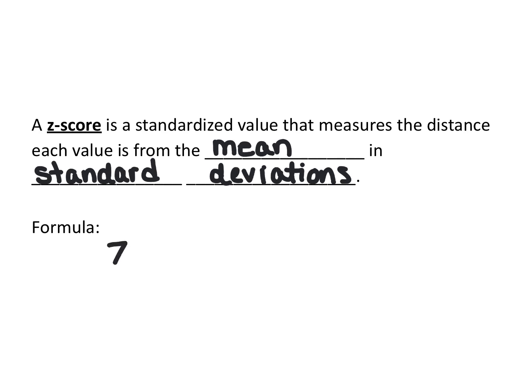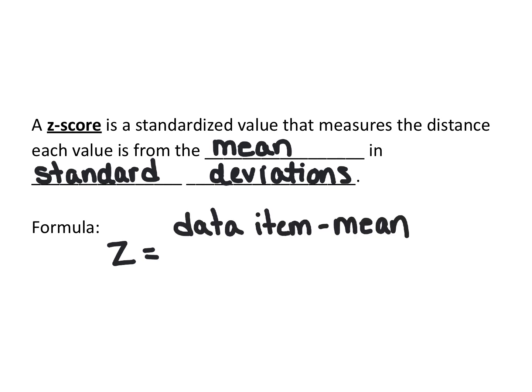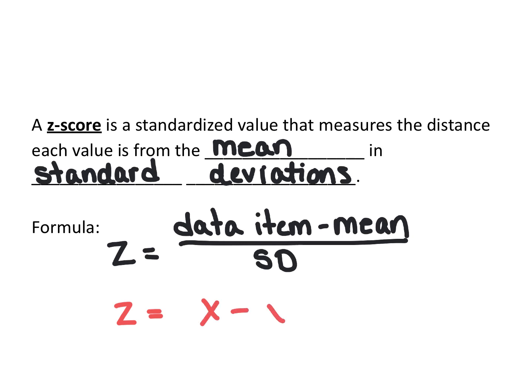To calculate a z-score, what you do is you take the data item minus the mean and divide that value by the standard deviation. Okay, so that's the formula in words, but I just want to point out that you're going to see this formula expressed different ways. You'll see it as x minus the sample mean, which is x bar, over the standard deviation.